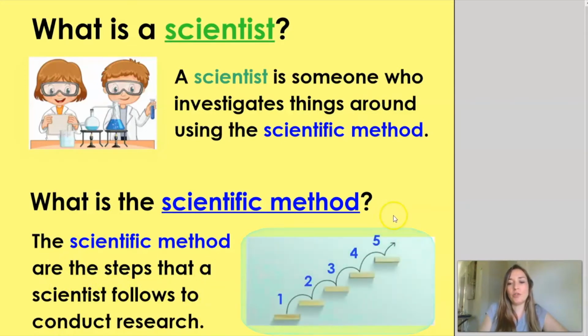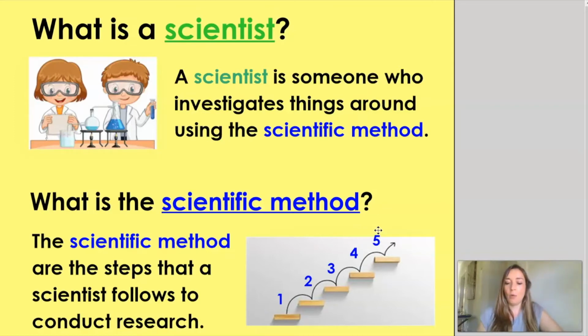Okay, let's look at this picture that is going to help us understand the scientific method. These are the steps that the scientists follow to conduct research. So first, he needs to do this. Second, he needs to do this. Third, he needs to do this. Fourth, he needs to do this. And last, he needs to do this. So these are the steps, and he needs to follow them in order. Now we're going to see what the scientific method is by doing an experiment.